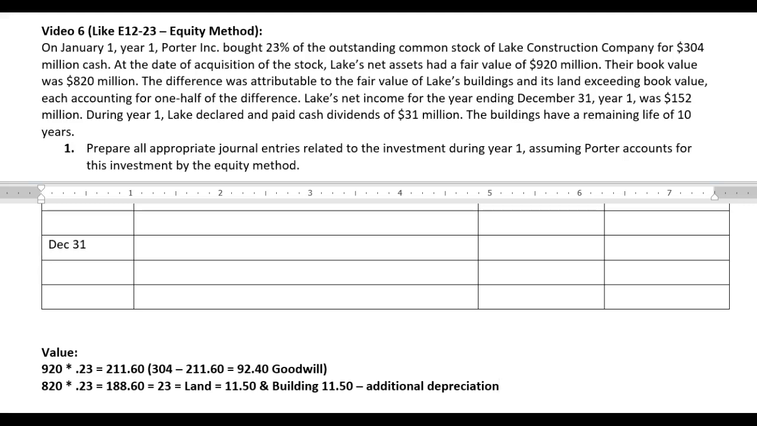Now, one thing about it, land doesn't depreciate, so we don't have to worry about the portion that's attributed to land. No matter what, land would not impact the income statement because land is a non-depreciable asset. However, the building would. So to find that additional depreciation, we're going to take the 11.50 and divide that by the 10-year life that it states. It said buildings have a remaining life of 10 years. And when we do that, we get 1.15. So if Lake had the building valued appropriately on its balance sheet, what we paid for it, their net income would be 1.15 million less than what was reported. In other words, they didn't make 152 million in that scenario. Okay?